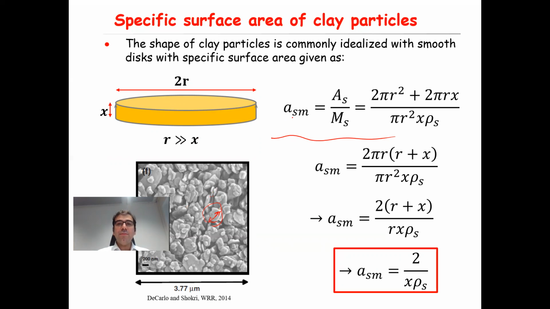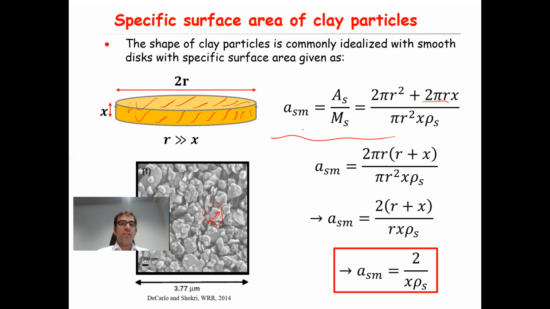Okay, so ASM is equal to AS divided by MS. In terms of the area, the total surface area, if you remember, is equal to two bases: that is one, pi r squared, and there is one at the bottom as well, so that will be 2 pi r squared, plus this lateral area. The lateral area of this cylinder is equal to 2 pi r, that is the perimeter, times x, that is the height.